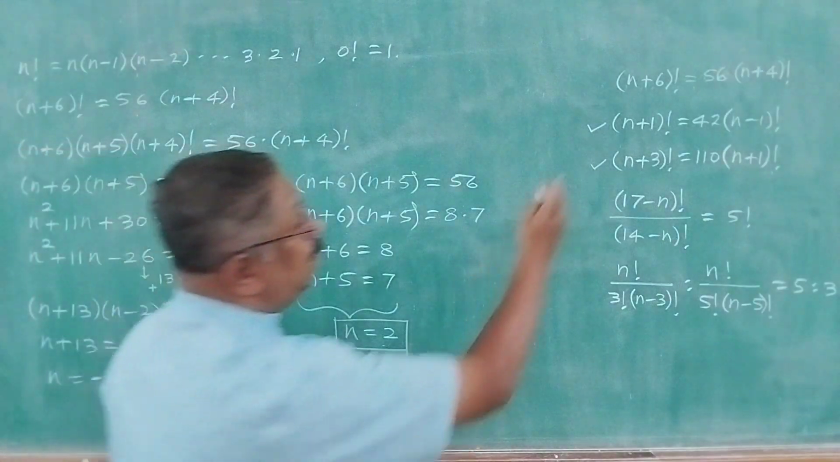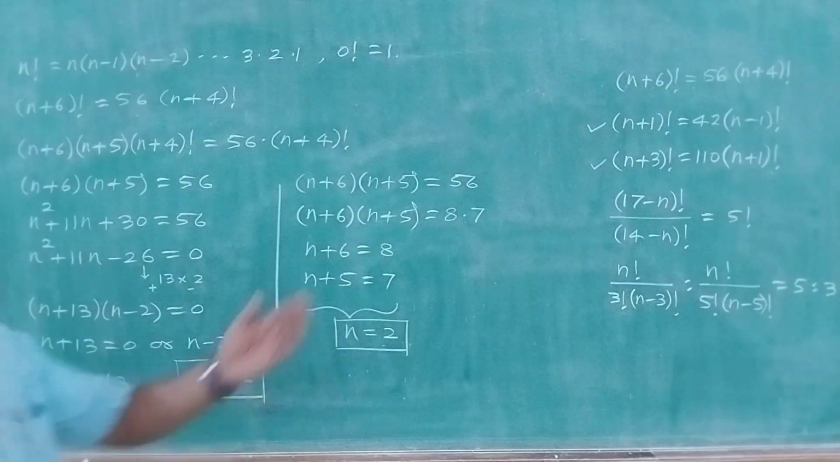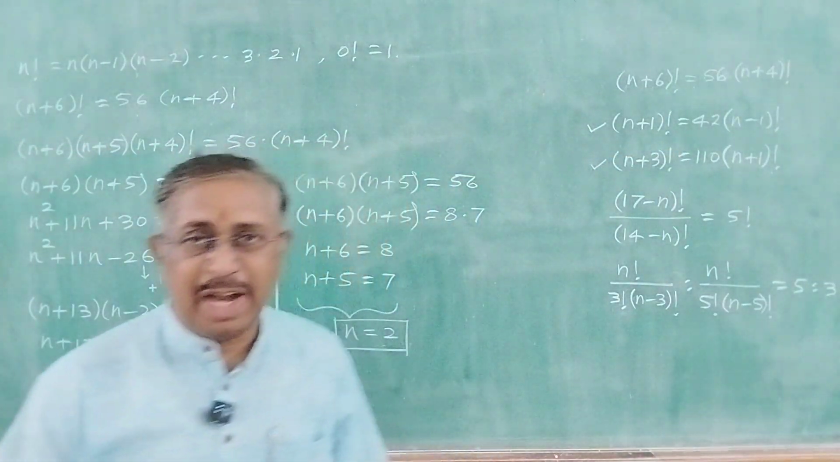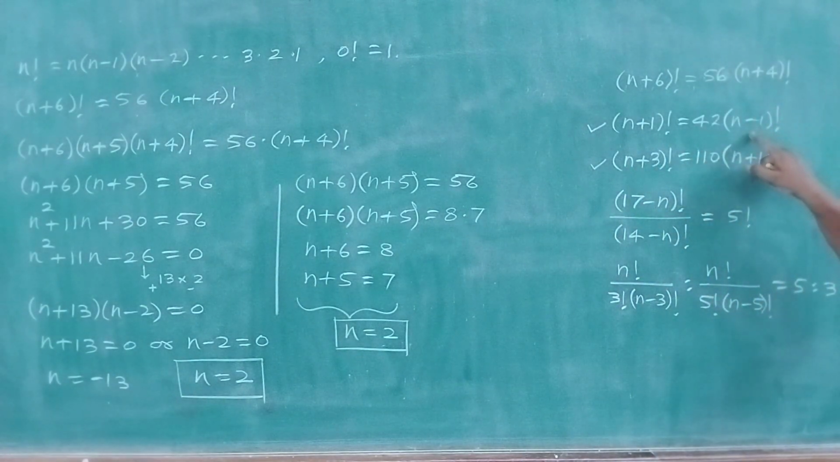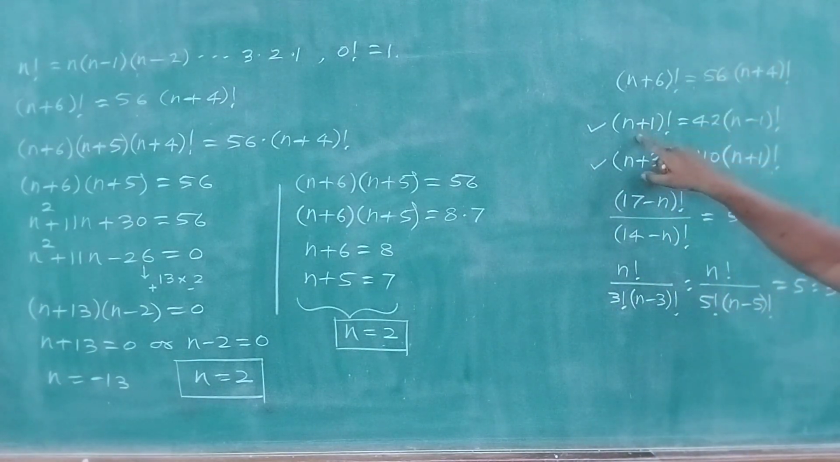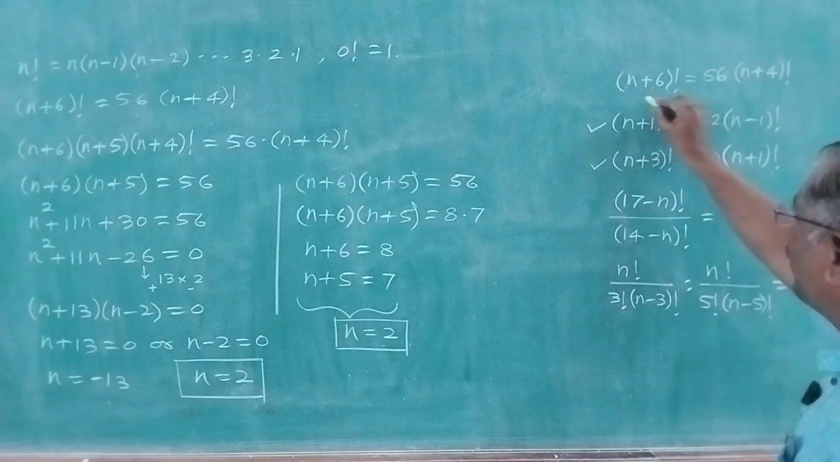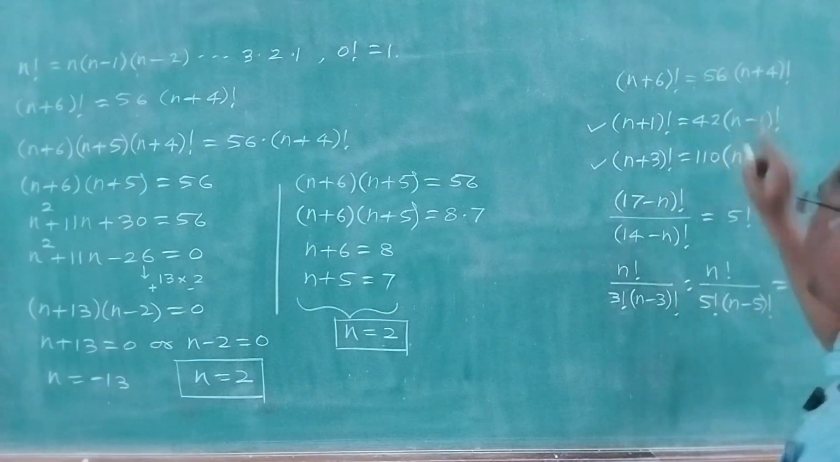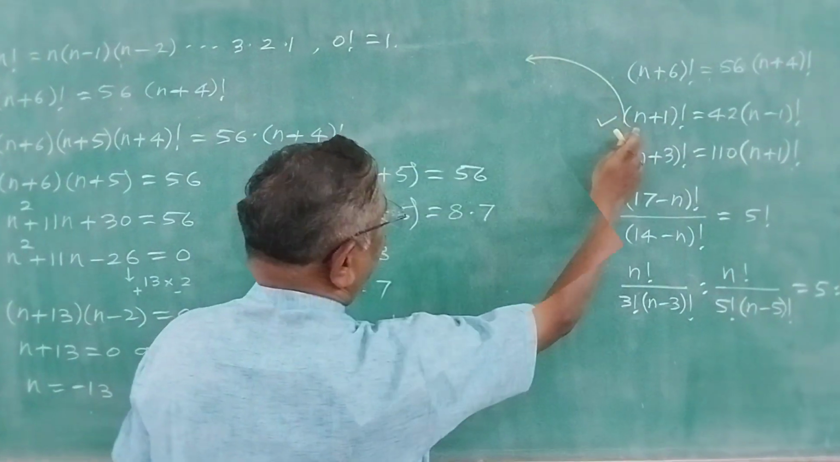Shall I say that this (n+1)! — let us take a few minutes to write it down — is equal to 42 times (n-1)!. Just look at that: whether (n-1)! will be written in terms of (n+1)!, or (n+1)! will be written in terms of (n-1)!. Definitely (n+1)! will be written in terms of (n-1)!. Let me write down over here.